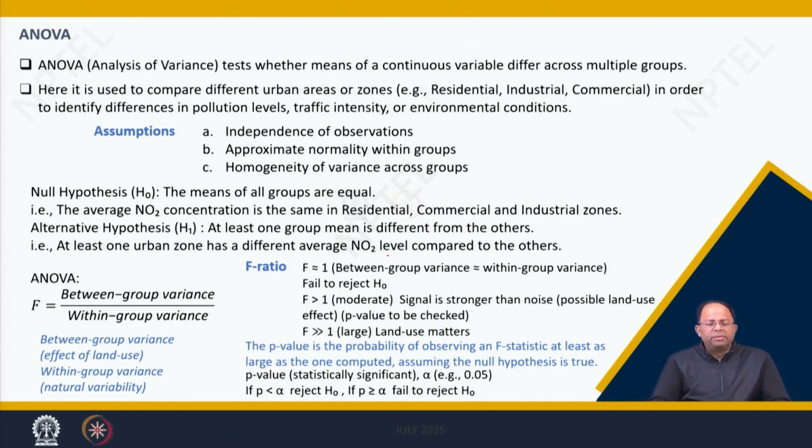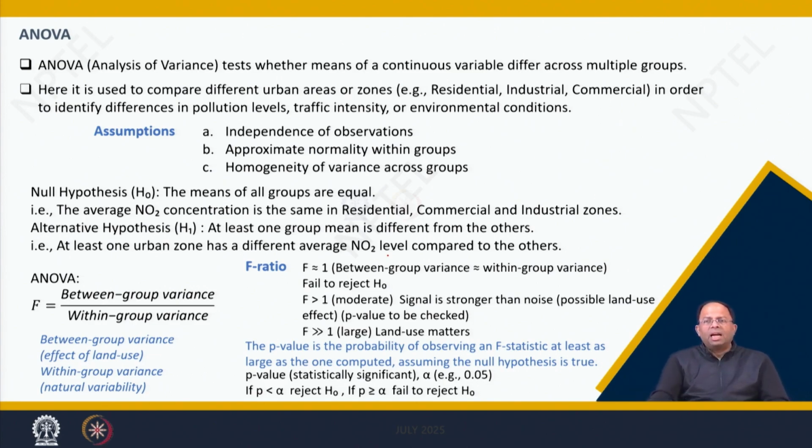So what we can do is use this to compare different urban zones such as residential, industrial, commercial, in order to identify differences in pollution levels, traffic intensity, or environmental conditions, and so on, right? So we make some assumptions, of course. There is independence amongst the observations, so each one is not affected by the other. Approximate normality within the groups, and then homogeneity of variance across groups. That is, across the groups the variance is homogeneous.